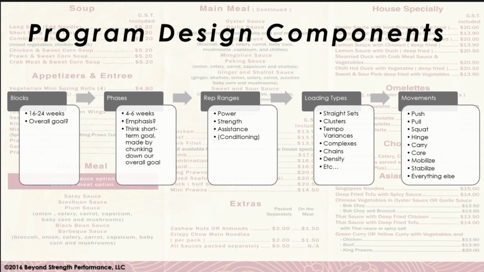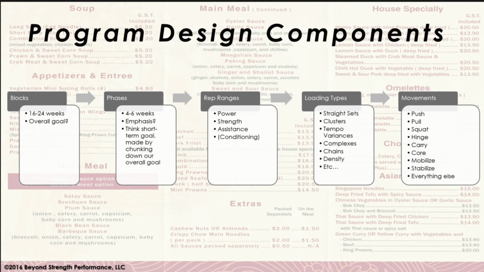And I have conditioning there in parentheses because it's not exactly rep ranges for conditioning, but more so what energy systems are we working on and what type of protocols make sense for what we're trying to get after, and can we put that stuff into a system? And then going further, what type of loading would we use in terms of not weights, but like, are we doing straight sets, clusters? Are we messing with tempo, complexes, chains, densities? Let's get all those things down on paper that we'd use.